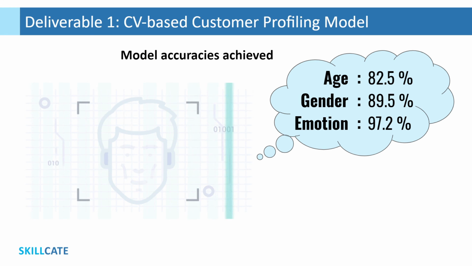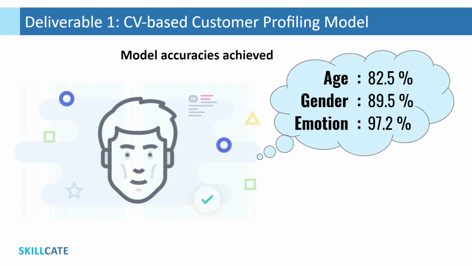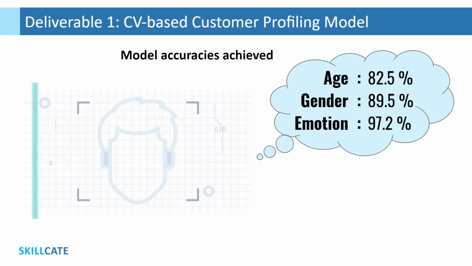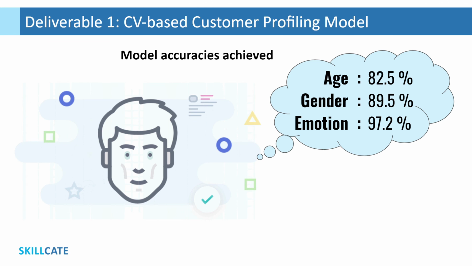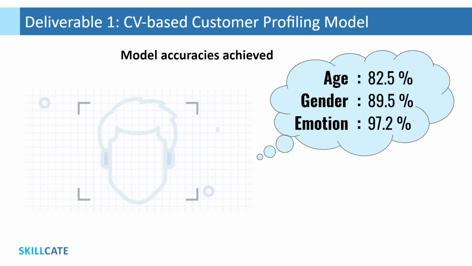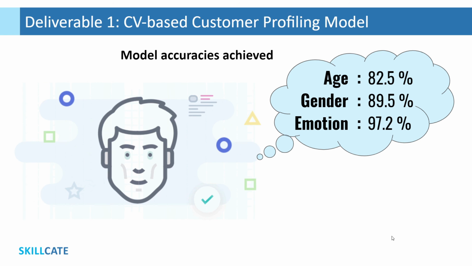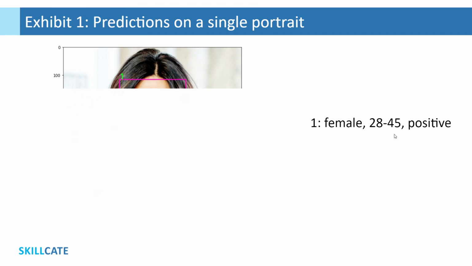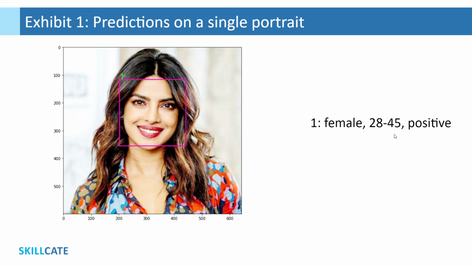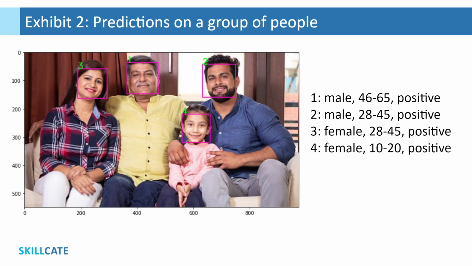So this is our final deliverable to the client, which is essentially the three CNN models. Model accuracies for age, gender, and emotion are 83, 90, and 97% respectively, which is solid. We also keep exhibits on our model results. Here's one on a single portrait. Here's another one on a group picture.